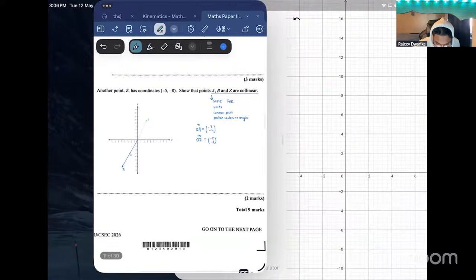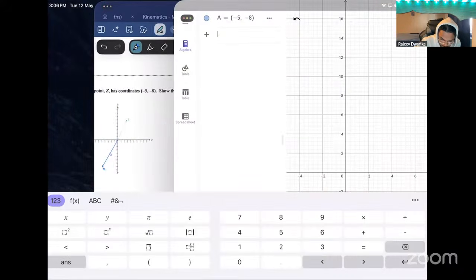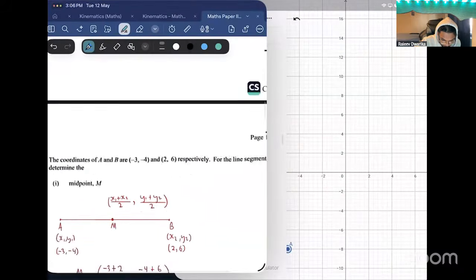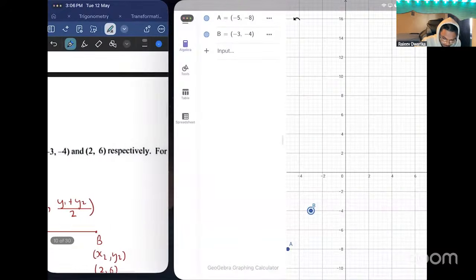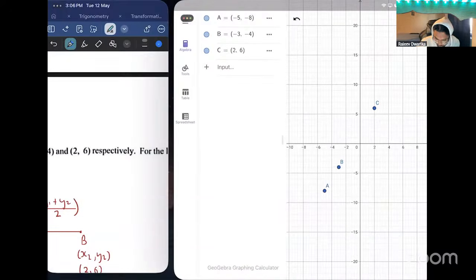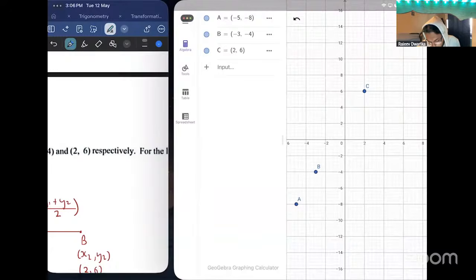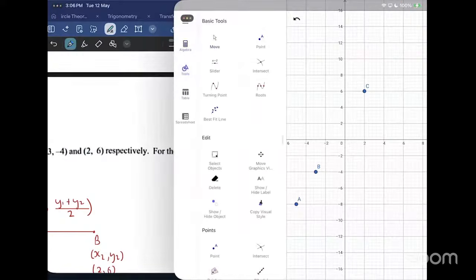Show that points A, B, and Z are collinear. Let me check something real quick. Z is -5, -8, A is -3, -4, and B is 2, 6. Okay, yeah, they are collinear. Now, are they collinear or not? Yes, sir, they are collinear.